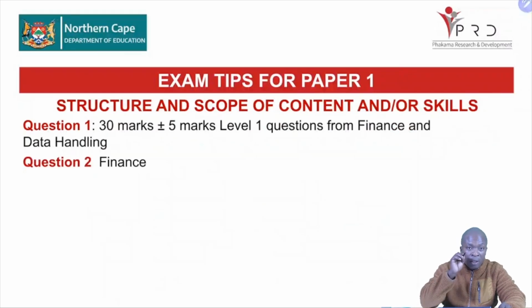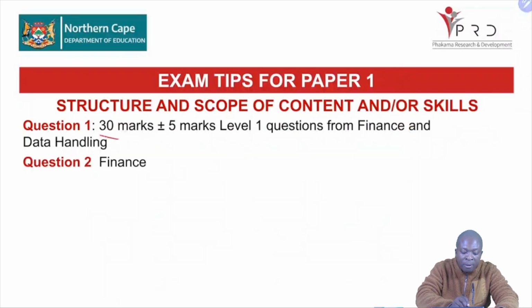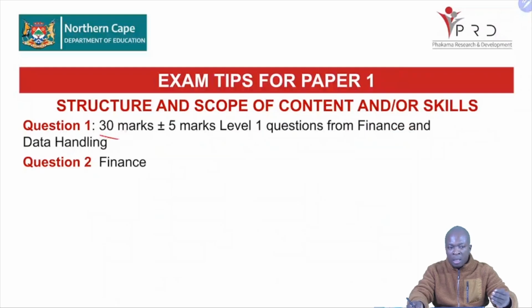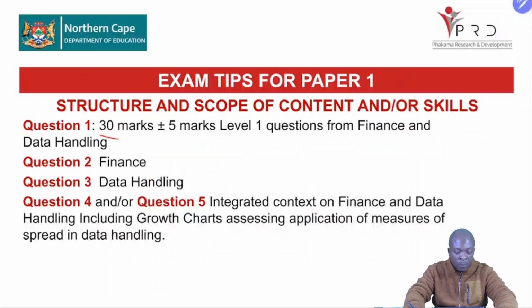In your question 1, there will be about 30 marks plus minus 5, meaning it can range from 25 way up to about 35 marks. These are things that you are going to be able to get straightforwardly just by looking at them. And because I know you are a high flyer, you are going to do very, very well. You are going to be able to score as many marks as possible.